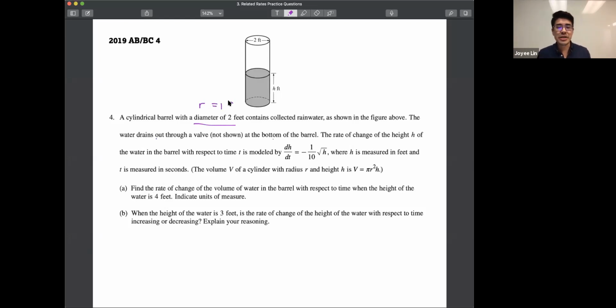And it says the water drains out through a valve not shown at the bottom of the barrel. The rate of change of height with respect to time. So this is dH/dt, right? You're lucky that they gave it to you, but this sentence translates into that phrase. And it's given with that equation there, where h is measured in feet and t is measured in seconds. And they're also nice in that they gave you the volume of a cylinder.